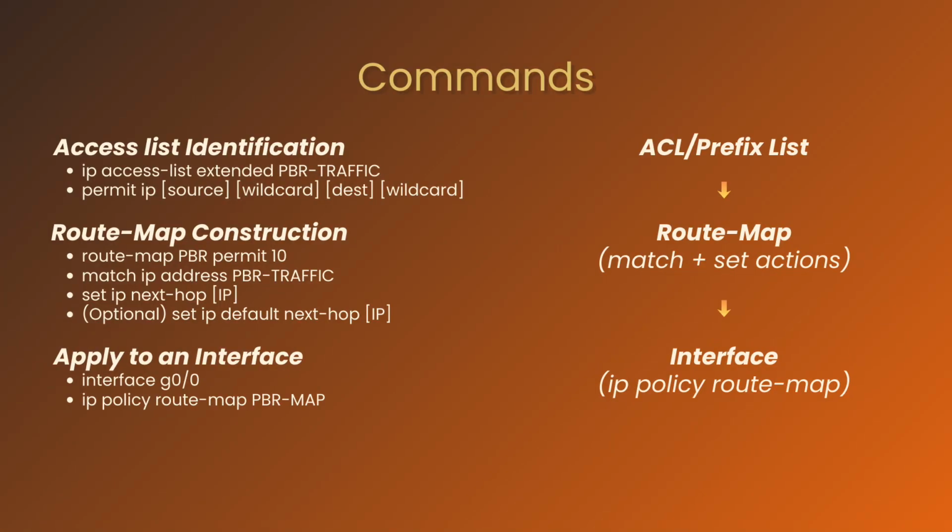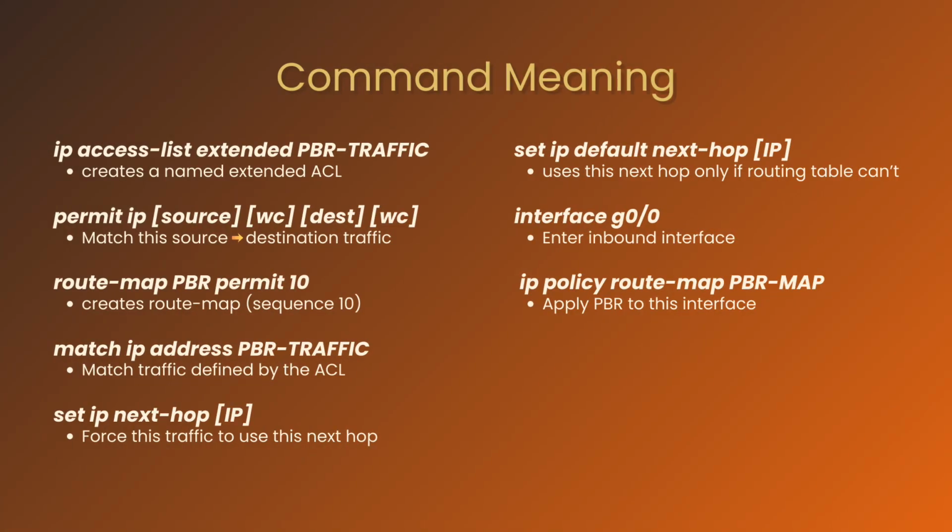I'm going to go over command outlines you're expected to know for PBR. Number 1, create an extended ACL. Number 2, create the route map. And number 3, apply it to an interface. These 3 pieces make the entire PBR configuration work. Let's break down the meaning of these commands.